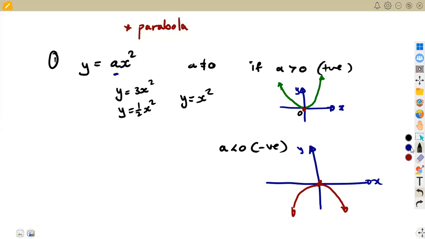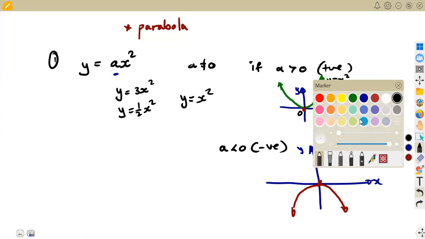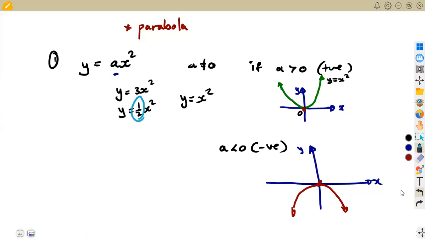The effect that you're going to see is that, if this is the graph of y is equal to x squared, which is positive, greater than 0, then for the graph of y is equal to half x squared, a stretch is happening on the graph. The fraction brings a wider part, so we're going to have it like this, still passing through 0. This is the graph of y is equal to half x squared, compared to the graph of y is equal to 3x squared.